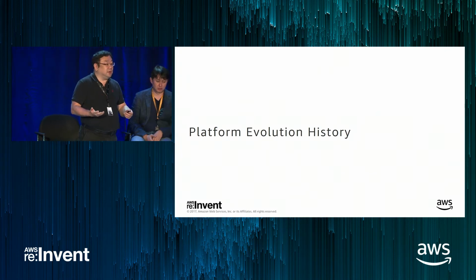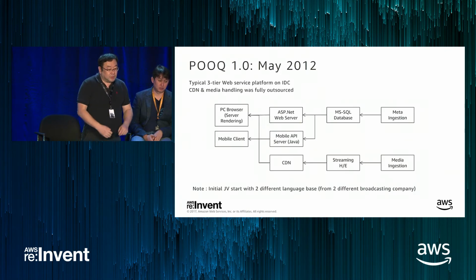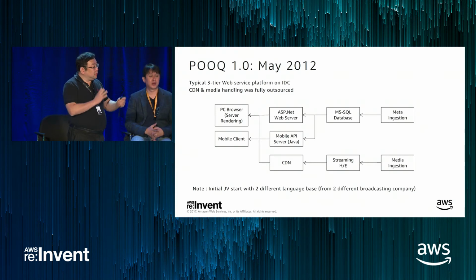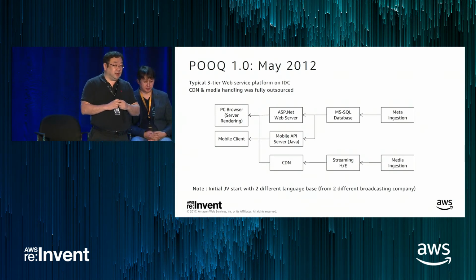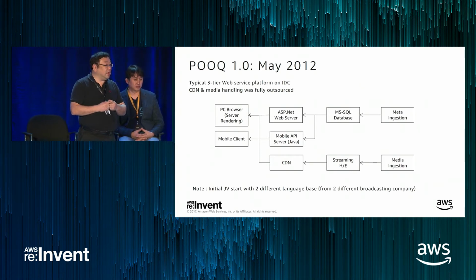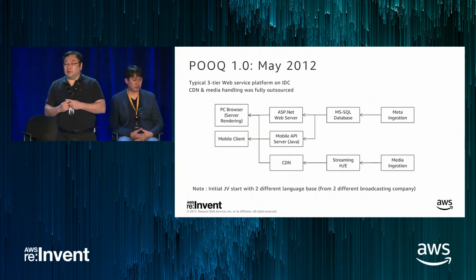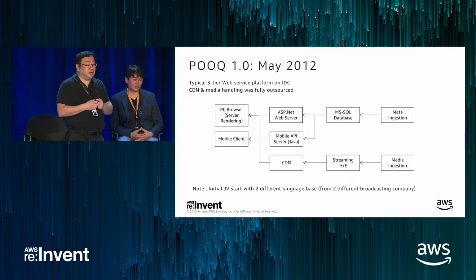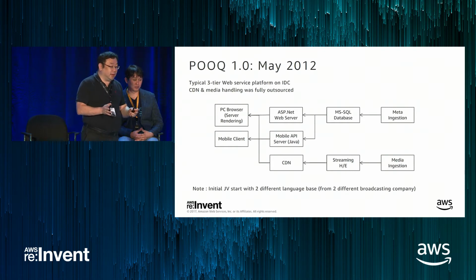Let me give you a little story about what happened to our platform. Initially, in May 2012, there was POOQ 1.0. If you check the graphics of the presentation, you can probably see for yourself that this is pretty much a standard three-tier web service, which I don't think you guys use anymore, because that's pre-cloud. But that was the technology approach at the time, which was before my time.